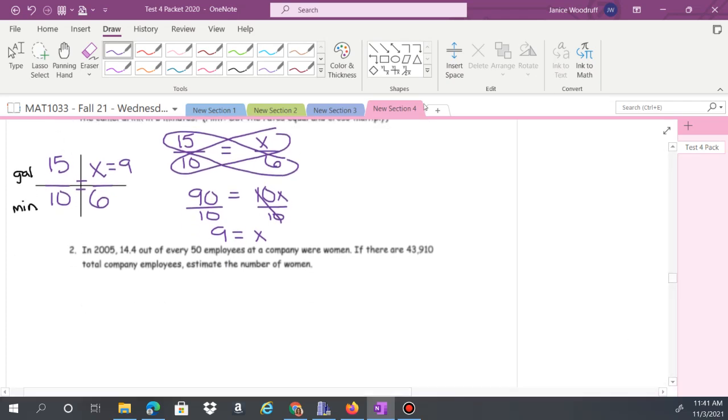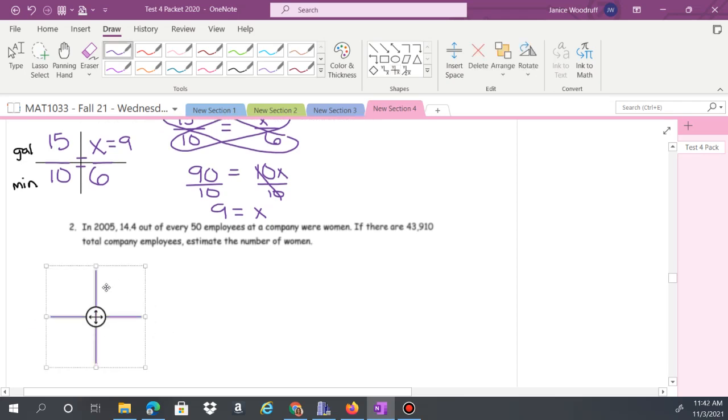Okay, then you have in 2005, 14.4 out of every 50 employees of a company were women. So if I have my cross here, I get 14.4 women out of 50 employees. So women is 14.4 out of 50, that's total employees. If there are 43,910 total employees, estimate the number of women.